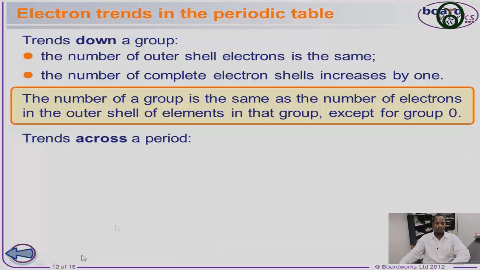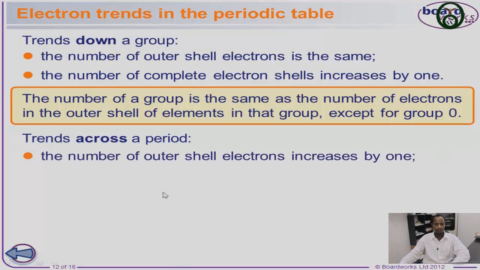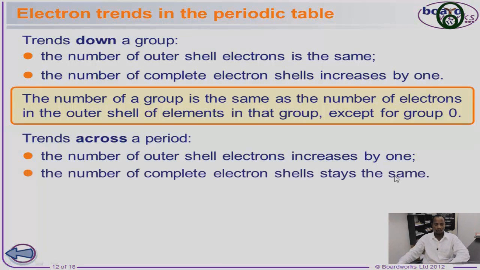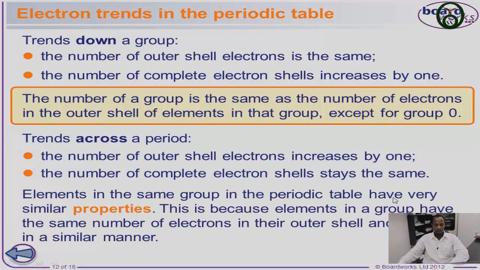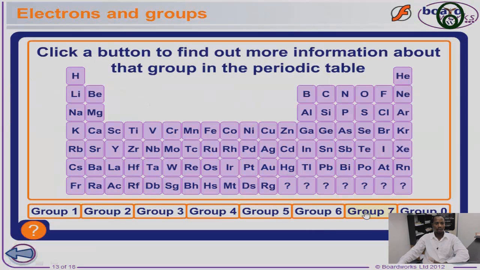Now, trends across the period. This first one was for trends down the group. Now, as you look at the elements across the period, the number of outer shell electrons increases by 1 as you go to the next element across the period. And also, the number of complete electron shells stays the same. The number of complete electron shells for the same period stays the same. Okay, so these are the basic things we need to know.